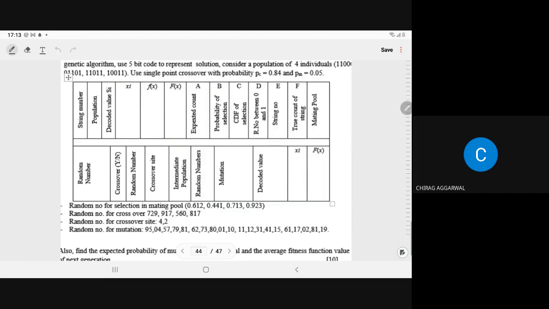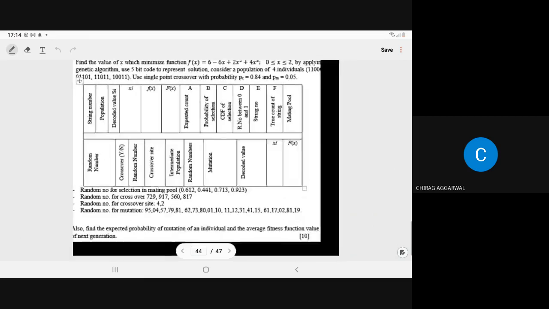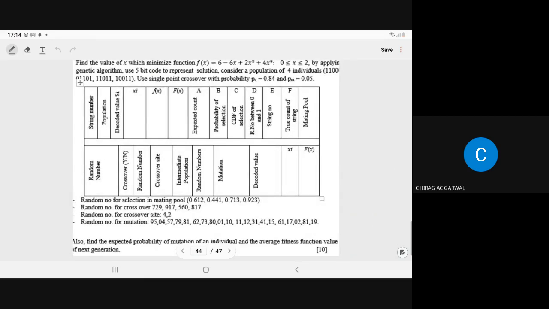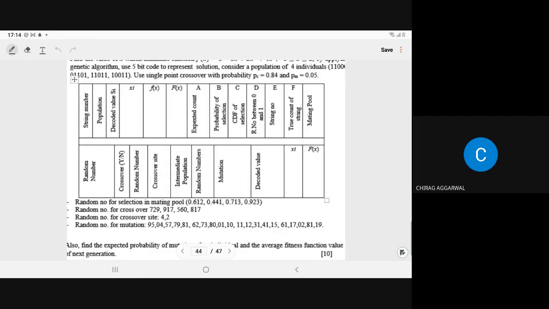Let us have another question. Find the value of x which minimizes the function f(x) = 6 - 6x + 2x^2 + 4x^3. The range of x is 0 to 2. While applying a genetic algorithm, use a 5-bit code to represent the solution. Consider a population of 4 individuals.